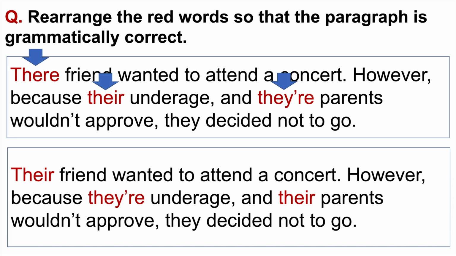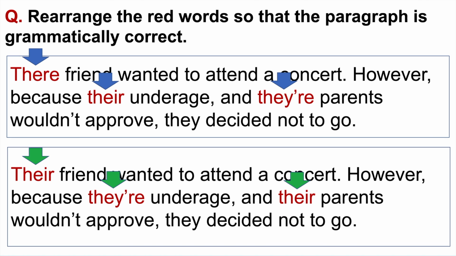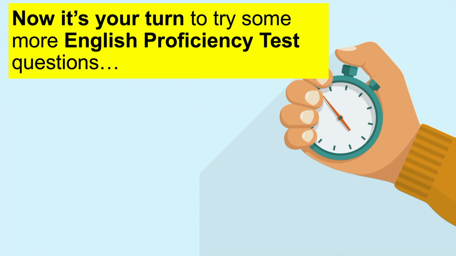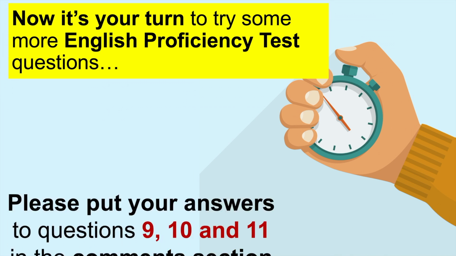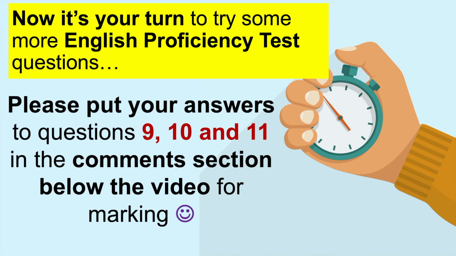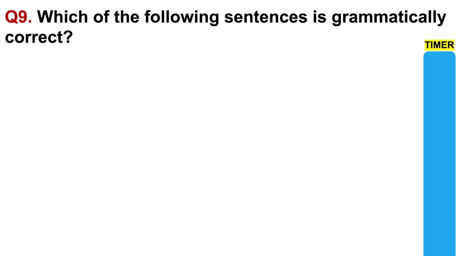However, if we change around the red words, it now reads correctly. Their friend wanted to attend a concert. However, because they're underage, they are underage, and their parents wouldn't approve, they decided not to go. So this is quite a challenging example of an English proficiency test question. So now it's your turn to try some more of these. Please put your answers to questions 9, 10 and 11 in the comments section below the video for marking.